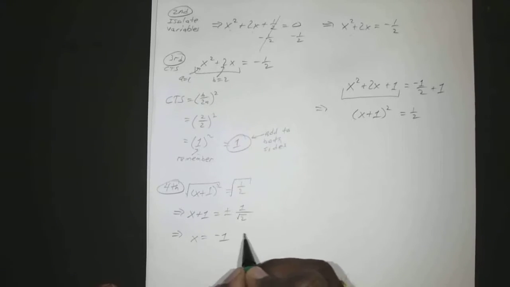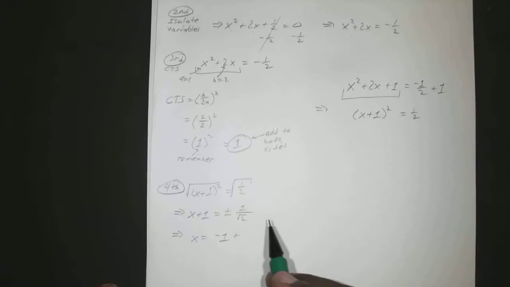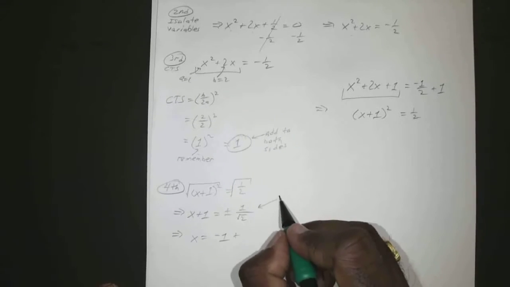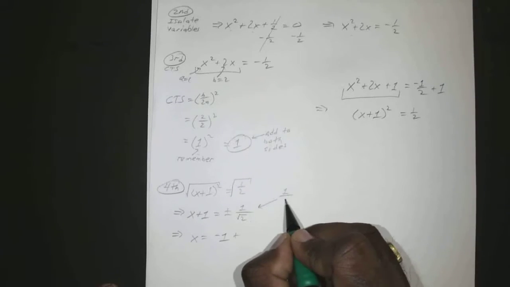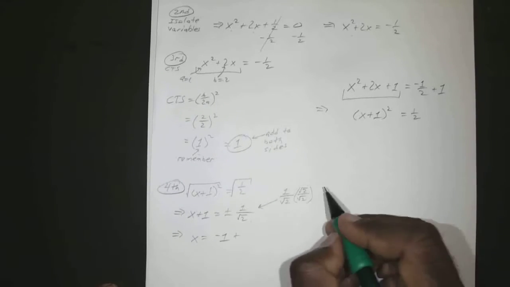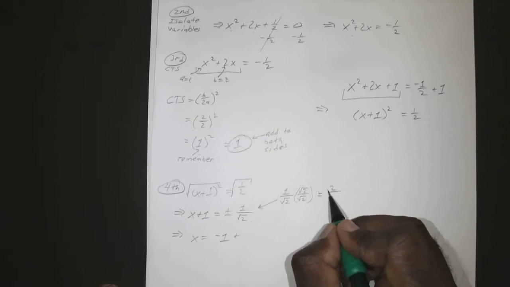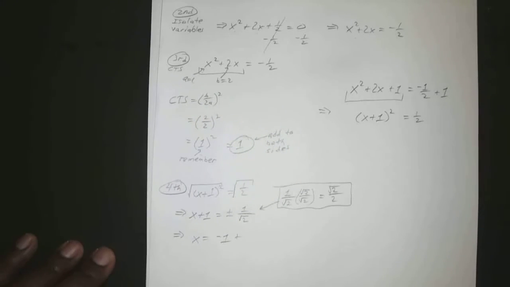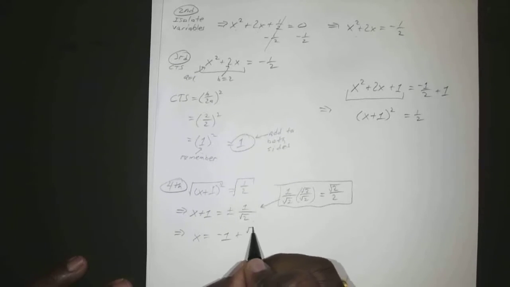x equals negative 1 plus, and a little side note here, if we multiply this one by square root of 2 over square root of 2, 1 over square root of 2 times square root of 2 over square root of 2 equals square root of 2 over 2. Okay. Most of them like when there are no root numbers in the denominator. So if you plug in and you have a square root in the denominator, they usually want you to get rid of it. So 1 plus square root of 2 over 2.